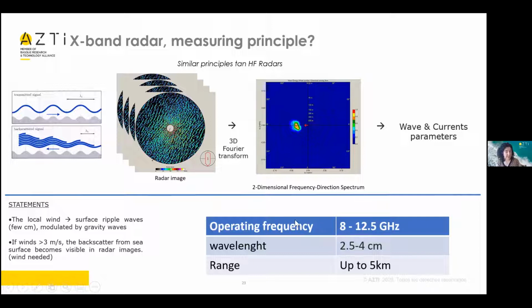In this case, the frequency is higher than with the high frequency radars, so the range is smaller. We can measure up to 2 kilometers, 3.2 kilometers far away from the antenna. And the challenge in this case is that we can analyze small windows of the image, but if we are in deep waters, all the equations that I mentioned at the beginning are constant. But when we approach the coast, the waves start to feel the bathymetry. So we need to be really careful when we apply these equations.